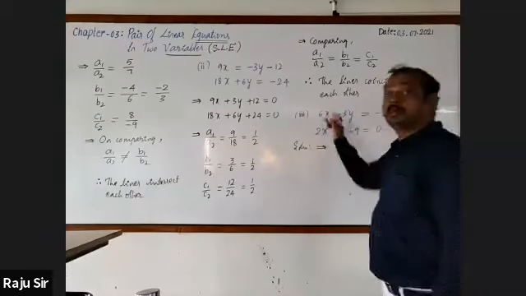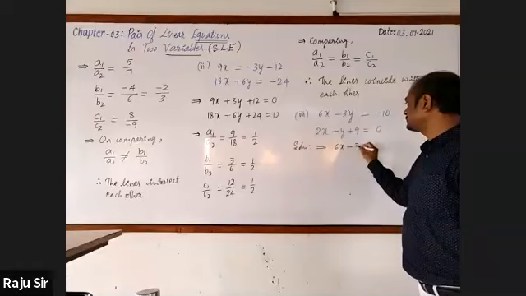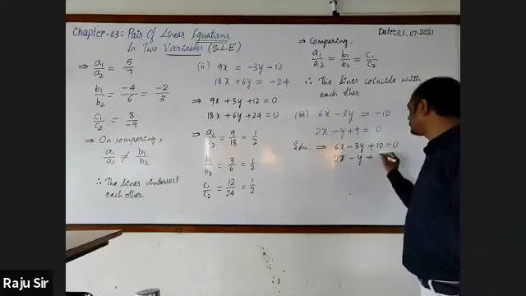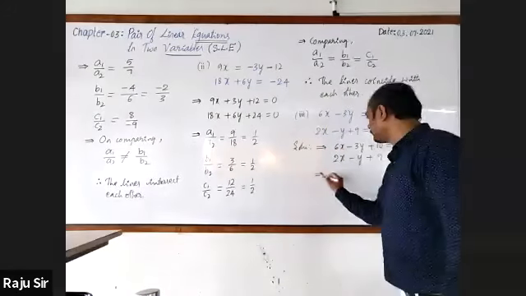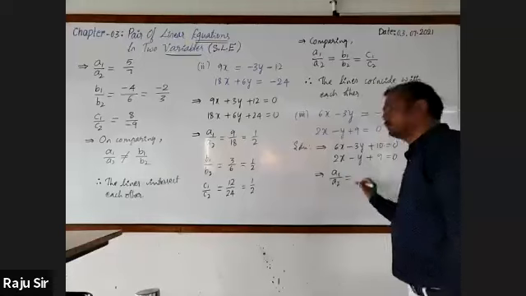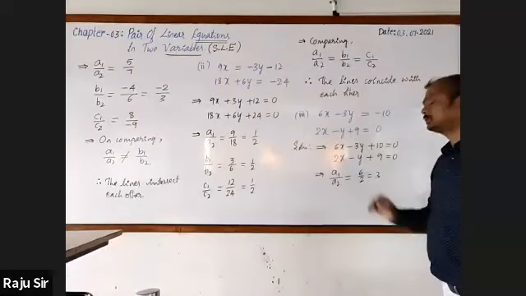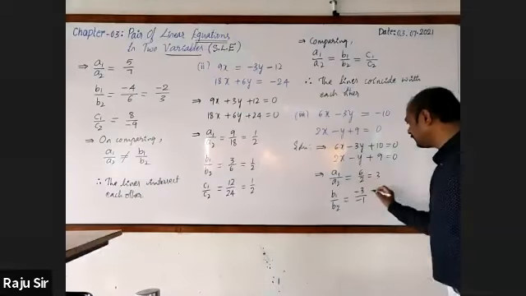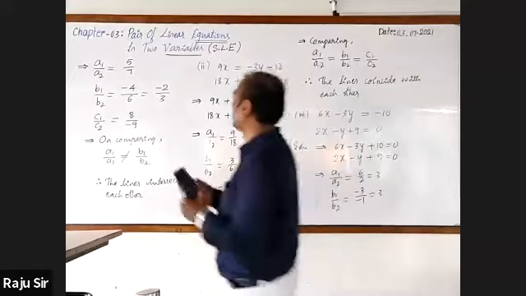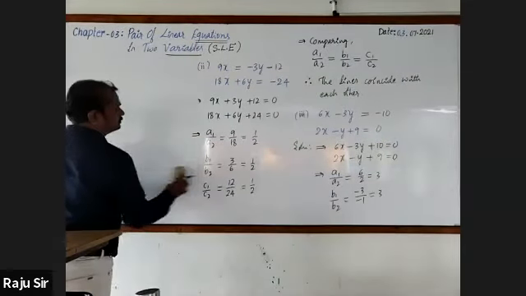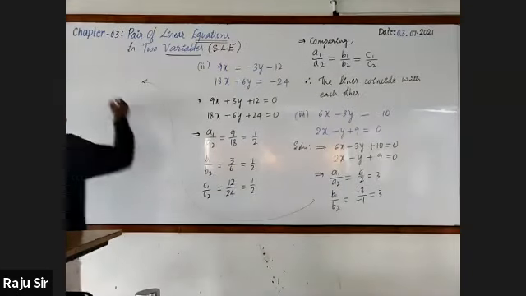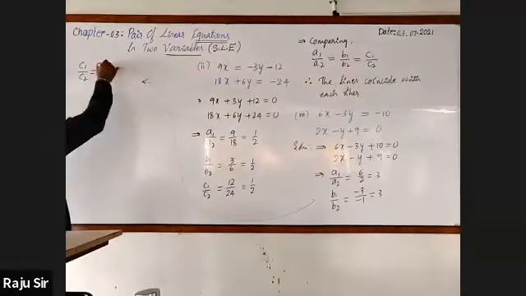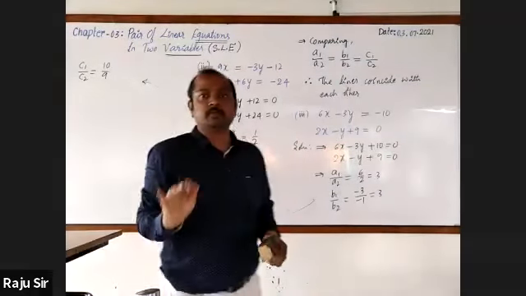First, write the given equations in standard form. It is 6x minus 3y plus 10 is equal to 0. Second equation, 2x minus y plus 9 equal to 0. Find out A1 by A2: 6 by 2, which is equal to 3. Then B1 by B2, this is minus 3 by minus 1, it is also 3. C1 by C2 is 10 by 9. It cannot be simplified. You may keep that as it is.